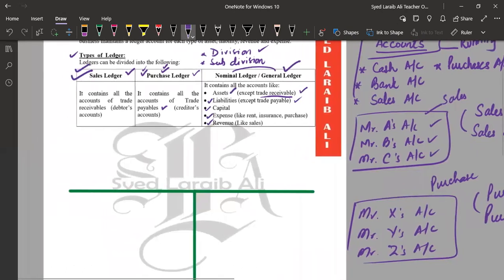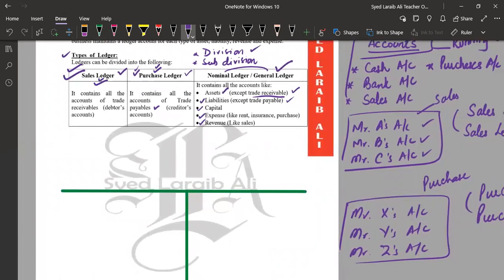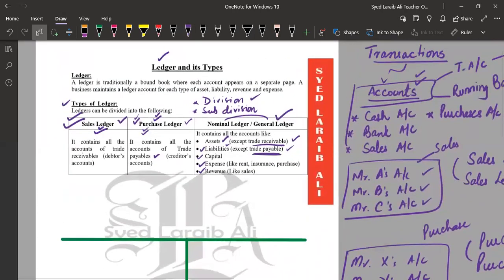Why? Because the trade receivable account is already maintained in the sales ledger. In the same manner, all the liability accounts are maintained in the nominal ledger except the trade payables, because trade payables accounts are maintained in the purchase ledger. And then all the expense accounts, revenue accounts, and capital accounts are maintained in the nominal ledger. So there are three types of ledger: sales ledger, which is used for trade receivables, purchase ledger, which is used for trade payables, and nominal ledger, in which all the accounts are maintained except those in the sales ledger and purchase ledger. I hope it is clear to you.